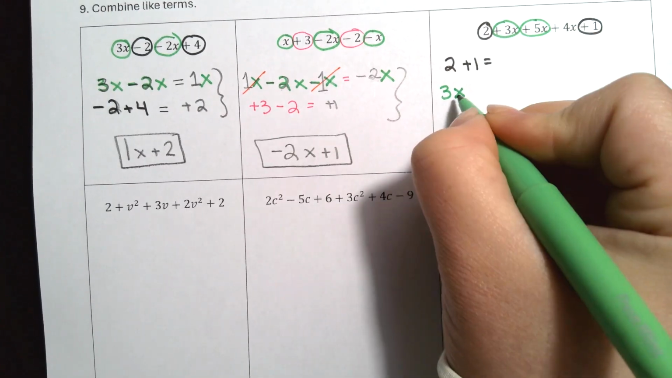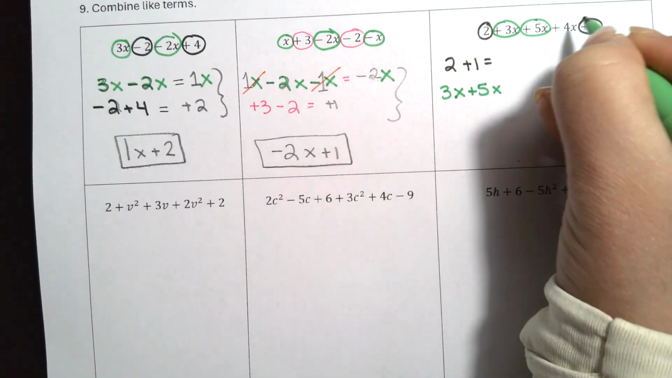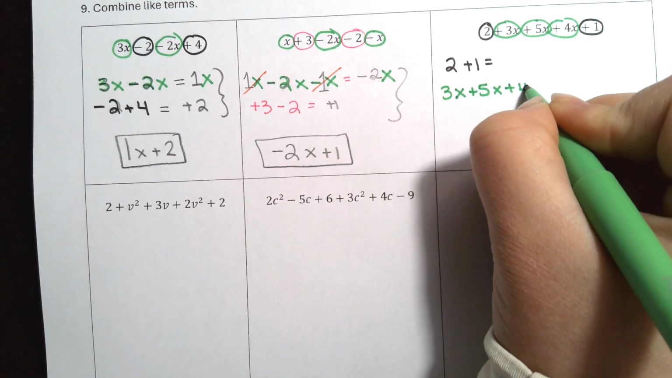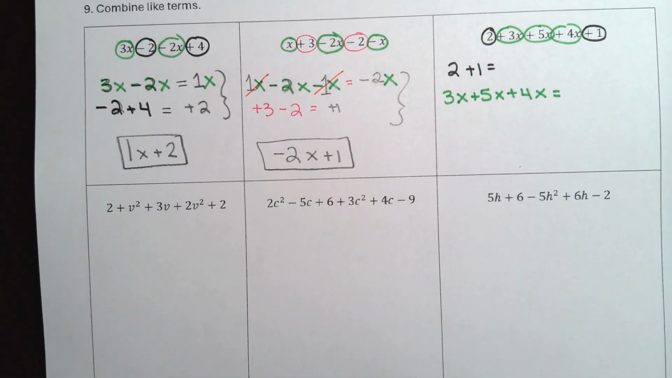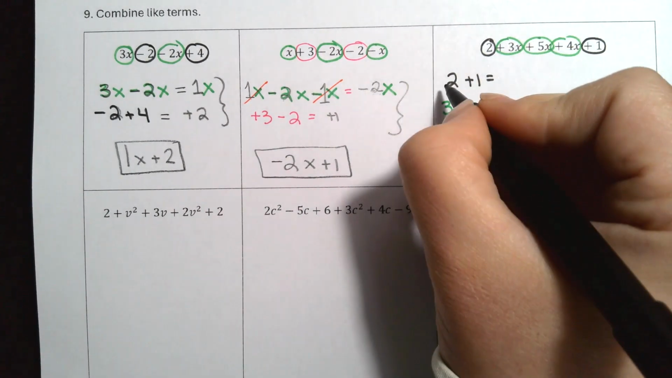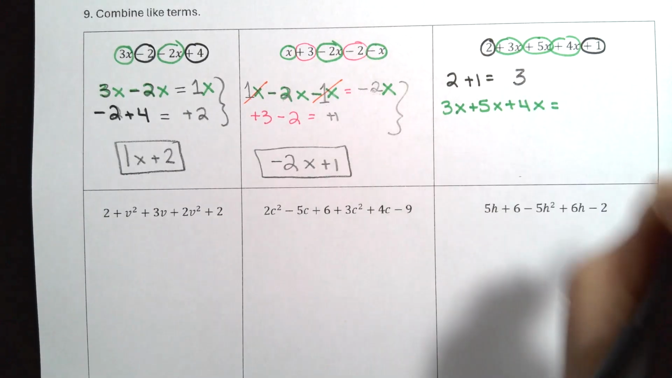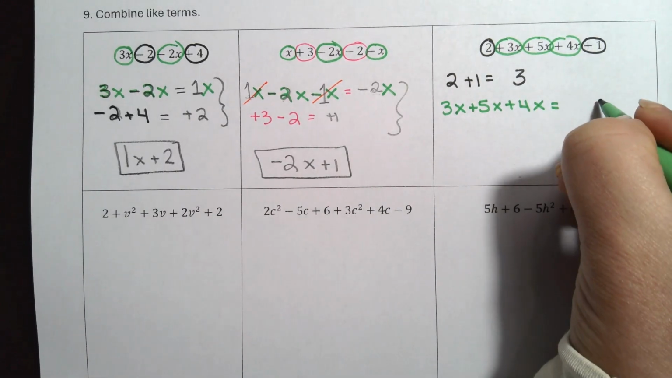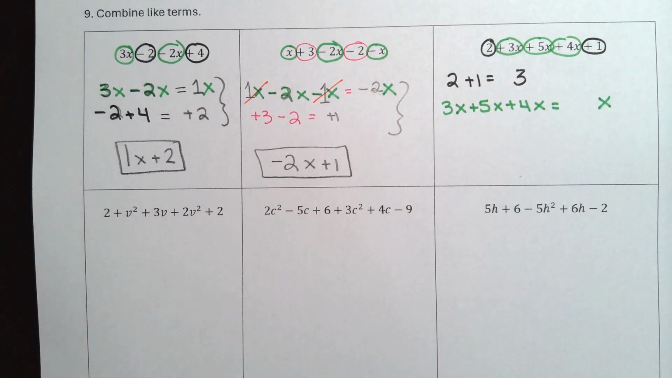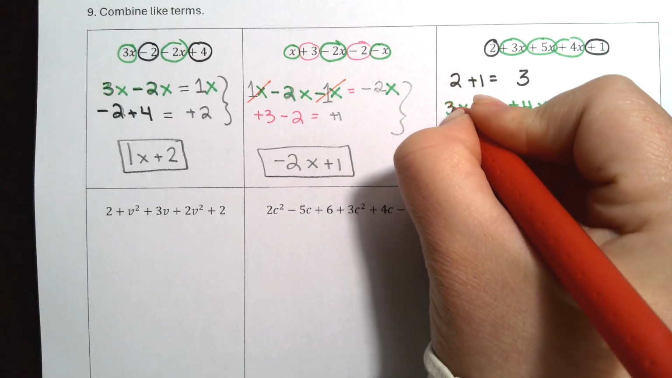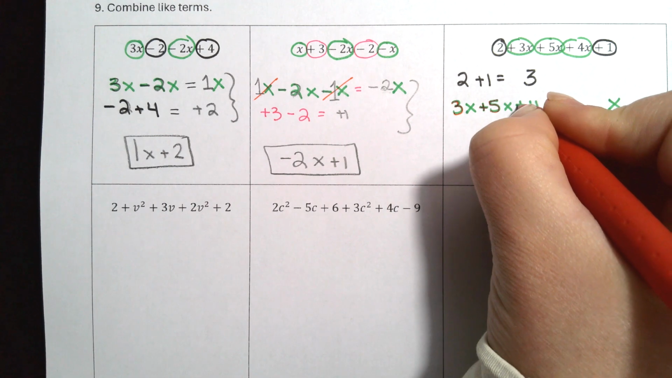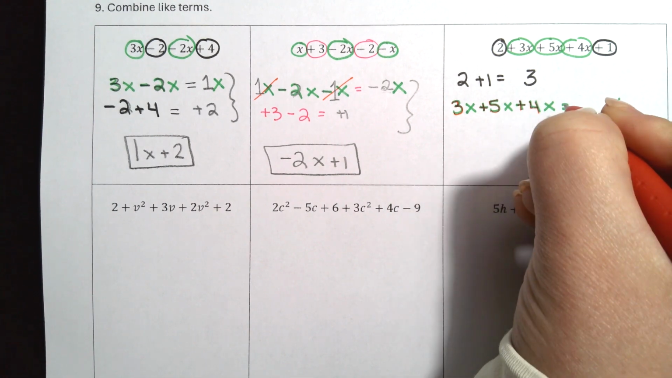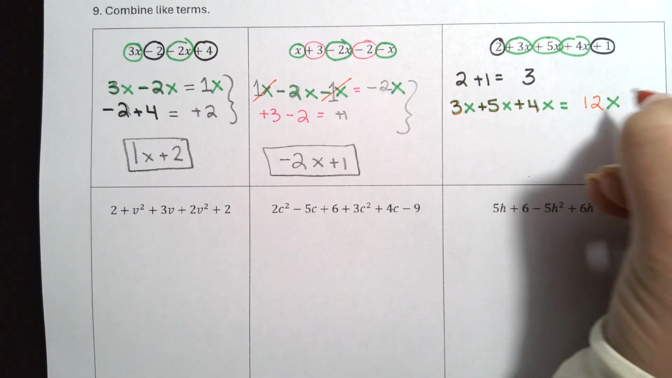We got a positive 5x and a positive 4x. Again, number with number, letter with letter. So we got 2 plus 1, that's just 3. Here I have x's, so I'm going to have x's. So now we count numbers. 3 plus 5, that's 8, plus 4, and we get 12.